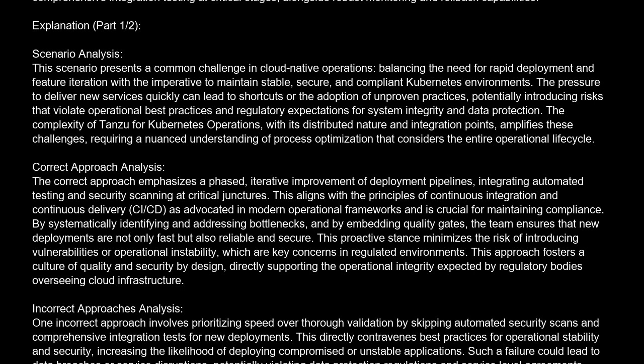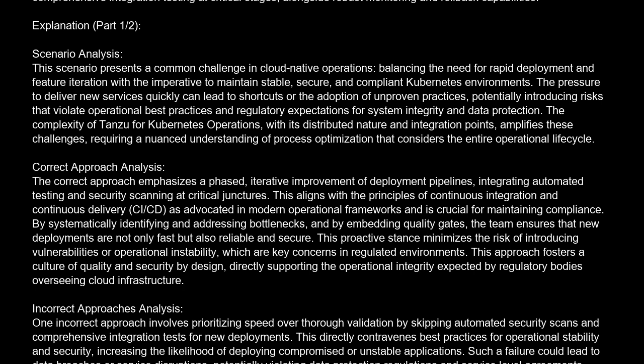This directly contravenes best practices for operational stability and security, increasing the likelihood of deploying compromised or unstable applications. Such a failure could lead to data breaches or service disruption, potentially violating data protection regulations and service-level agreements.